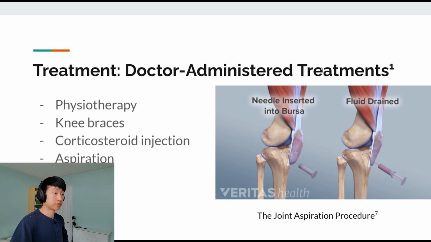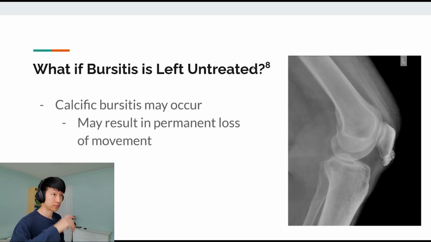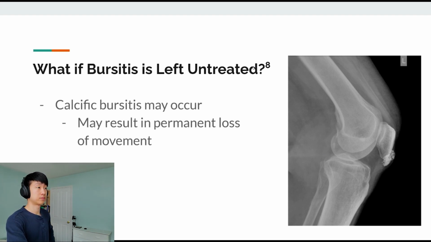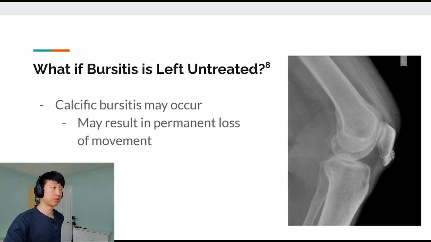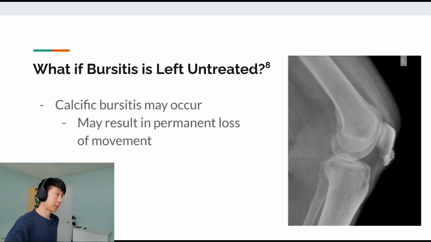On the right hand side, this is the aspiration procedure in which a needle is put into the bursa and the fluid is drained. Usually, aspiration and surgery are the last line of treatments that are administered. So, what happens if bursitis is left untreated? If this is the case, then calcific bursitis may occur, in which there would be calcium deposits around the bursa, which, if you think about it in further detail, is not something that you would want in something that's supposed to lubricate the area. And this may result in permanent loss of movement.